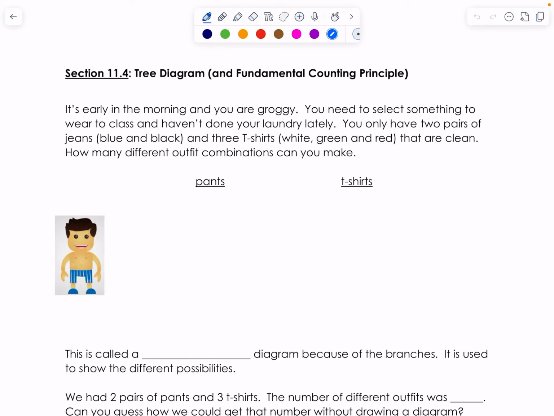So in this video, we'll be talking about drawing lots of tree diagrams and then the fundamental counting principle. It's section 11.4. So let's talk about a tree diagram.